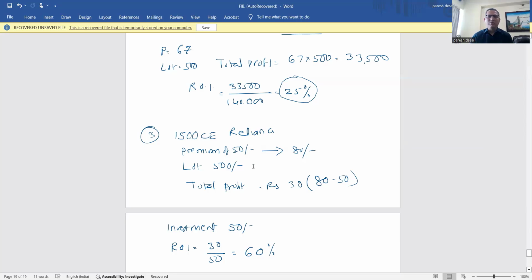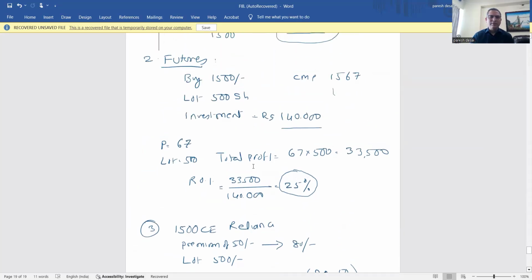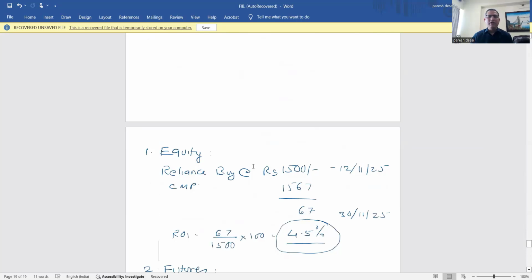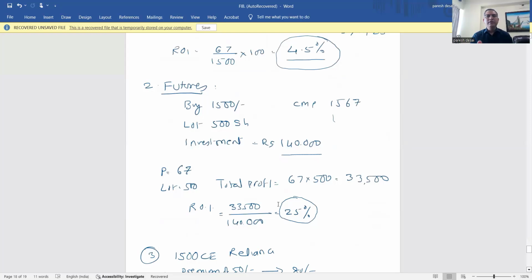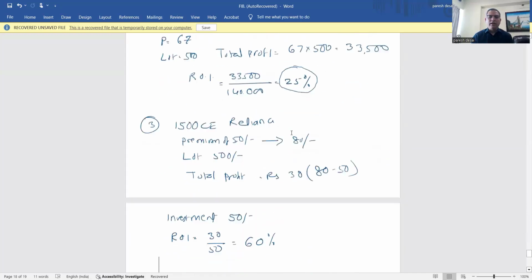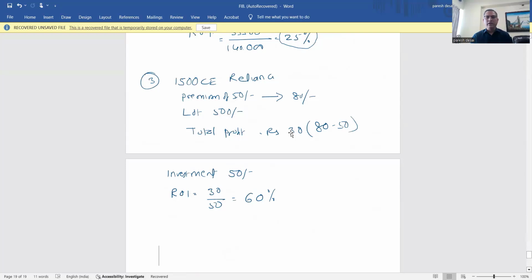Now let us again one more time understand all the three concepts. One is equity. The equity price has moved only by 4.5%. That is pure equity. If you buy only equity, you'd have made a profit of 4.5% in the last 20-25 days. If somebody had bought futures, then his ROI would be 25%. But again, here your minimum investment has to be at least 1,40,000. And then something more interesting, where the investment is also lower and the ROI is also very high.